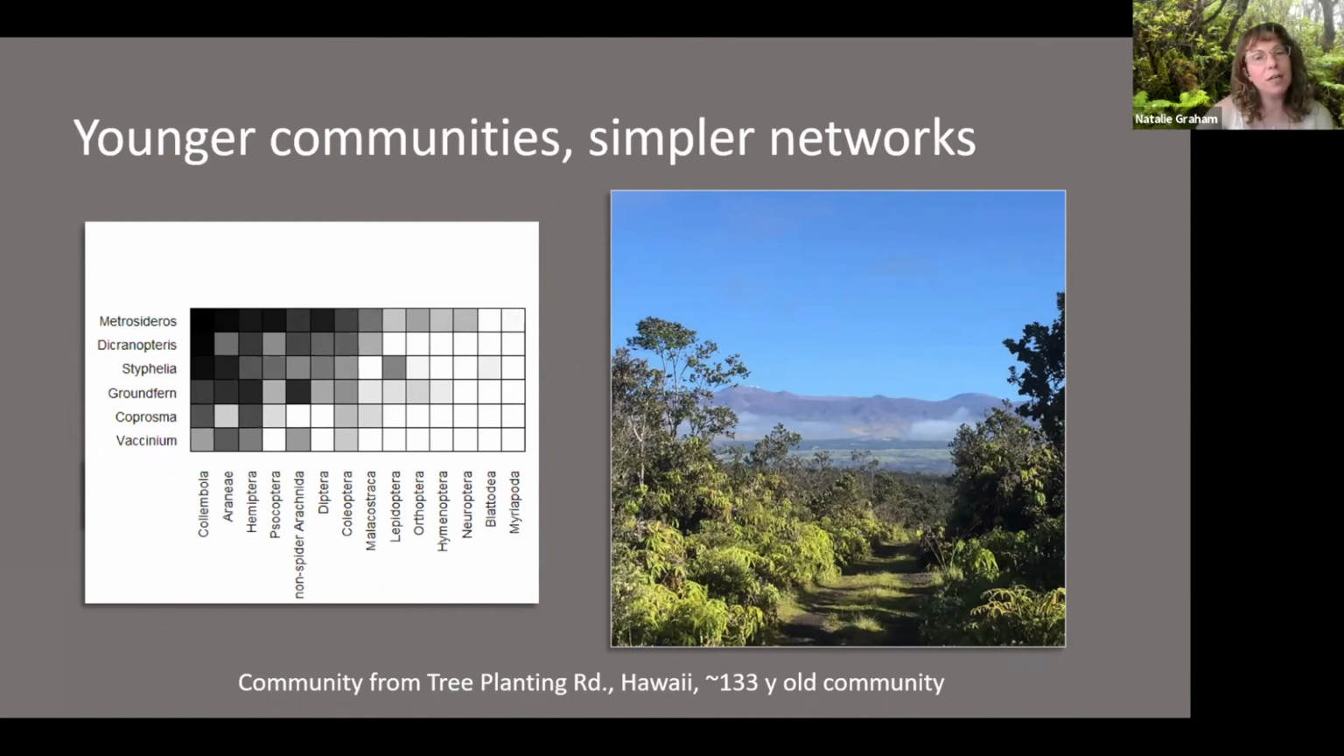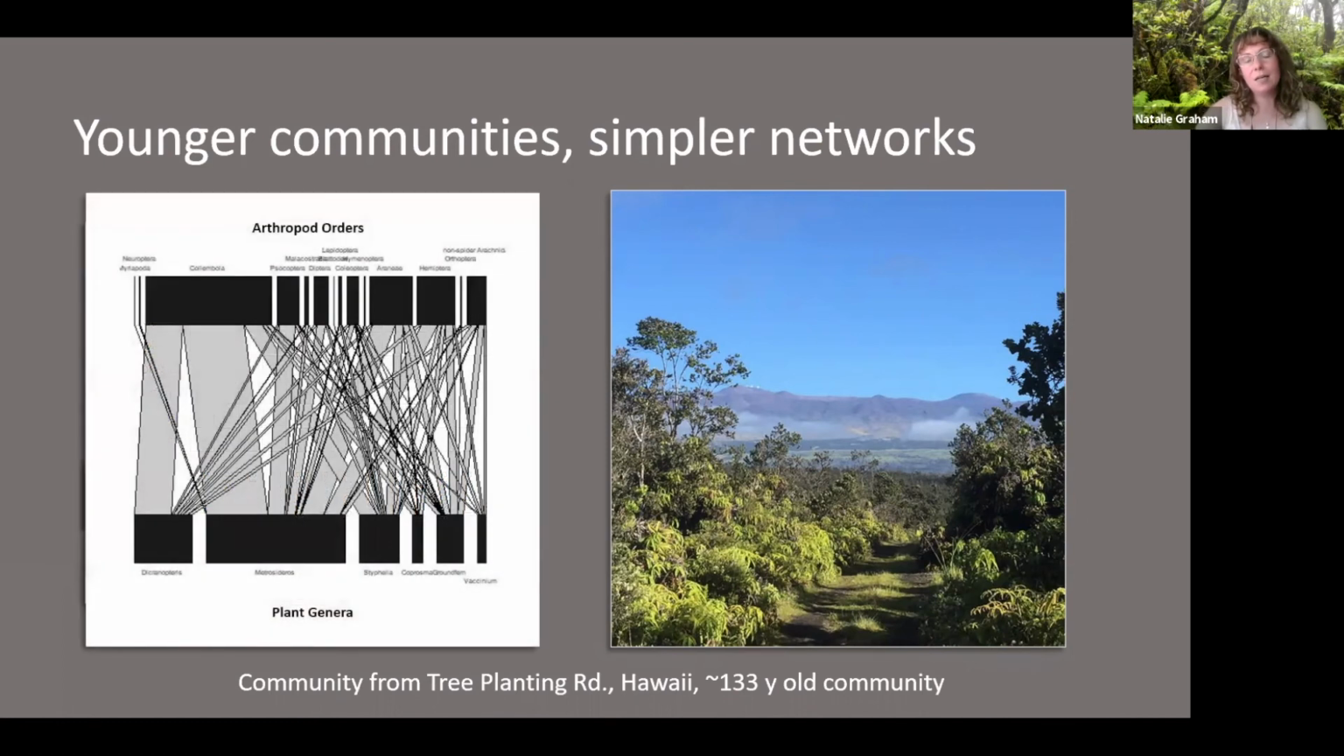Metrosideros polymorpha is the dominant tree species in Hawaiian rainforest, and you can see that by the darkness of the filled-in block here, that Columbella are most highly associated with Metrosideros polymorpha. At the other end of the spectrum, Vaccinium is another plant. It has very few or no Myriapoda, or centipedes and millipedes, associated with it.